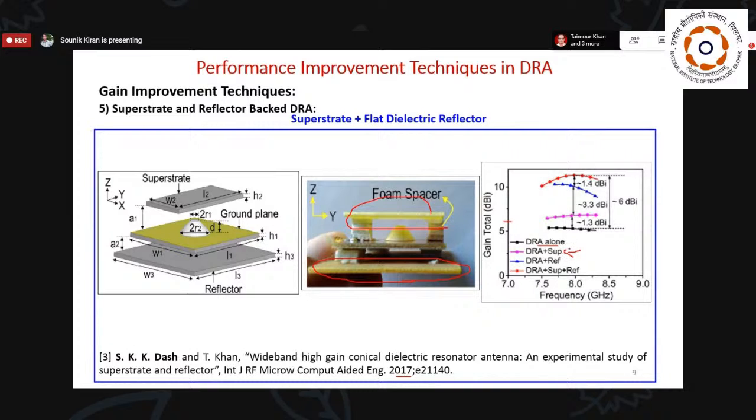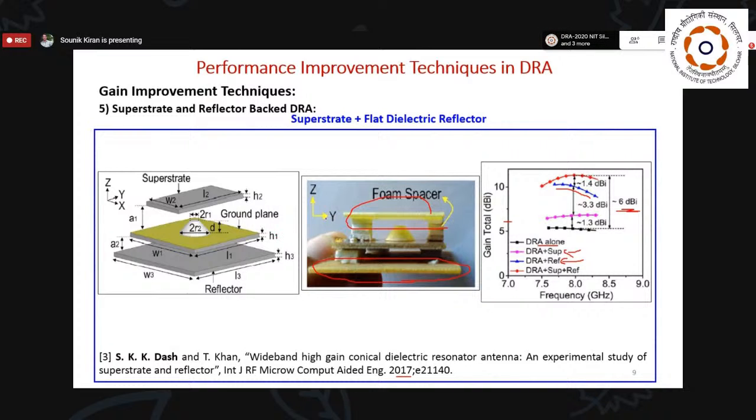Then we also used only the reflector without the superstrate, and it gave a gain around this blue line. There is some enhancement. And when we combined the techniques, we found that this gives the best gain, or we can say the peak gain of this structure. The total gain enhancement is around 6 dB by using this structure.